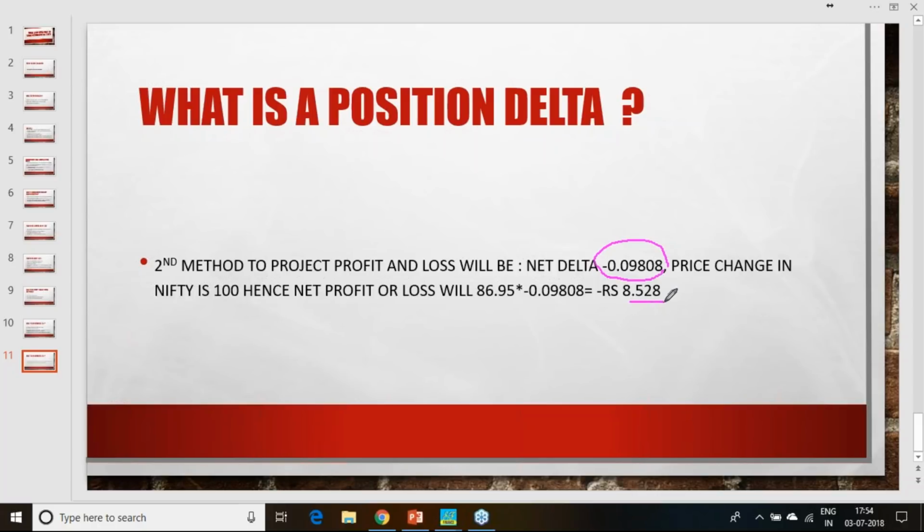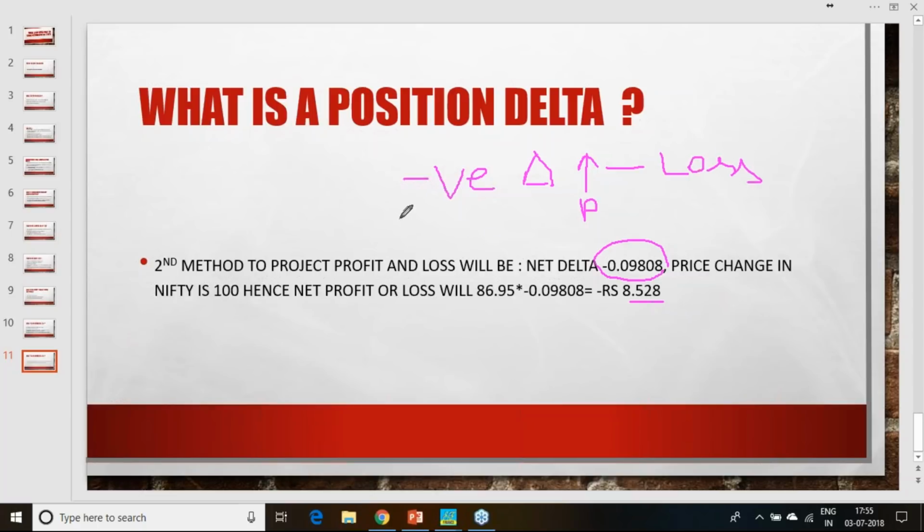So I have initiated a strategy having negative delta, so prices have moved up. If your position is having a negative delta, then if the price goes up, you will be making losses.